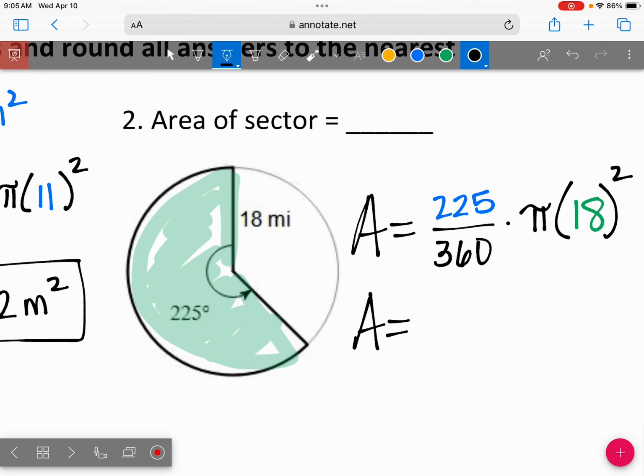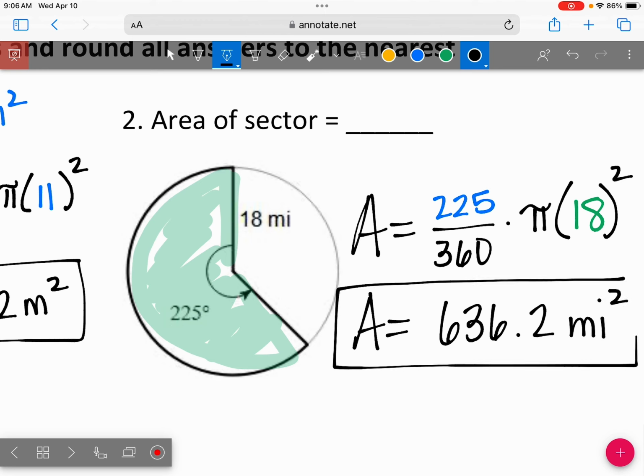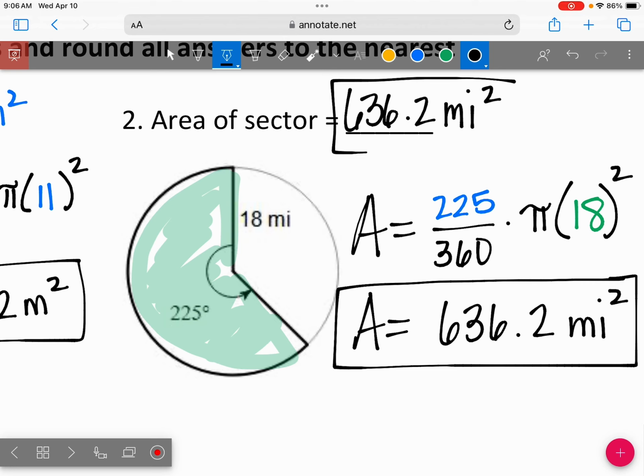And you should get something close to 636.2. And this is miles squared. Or as long as you have the 636, then we're good. Okay, any questions? So now let's go to our note packet.